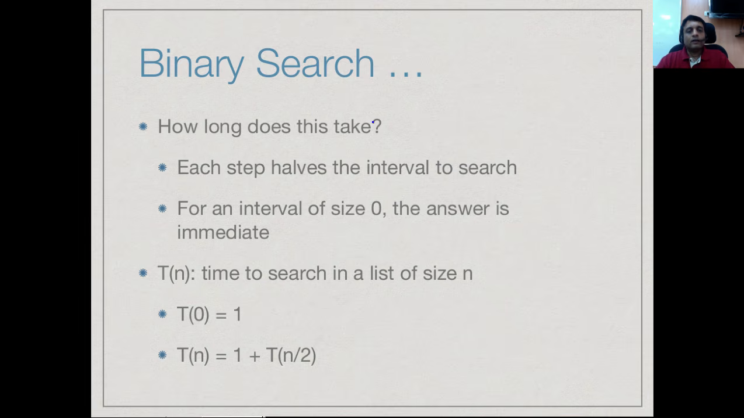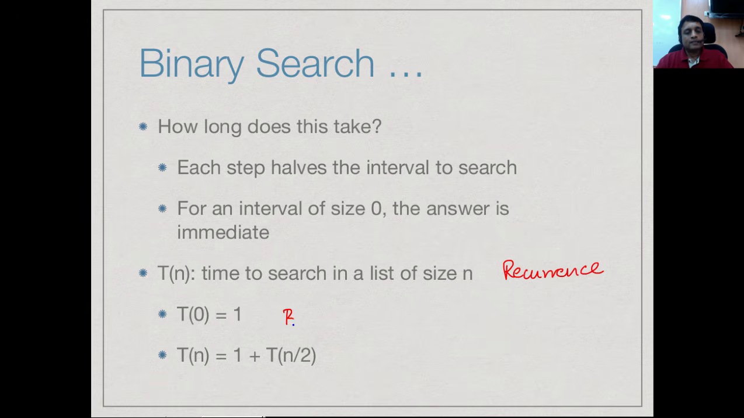So the crucial advantage of binary search is that each step we halve the interval to search, and at some point we will reach 1, and then when we halve 1, we'll get an interval of size 0, and so we will get an immediate answer. Right? So we can write, as we saw for such recursive functions, what is called a recurrence. A recurrence is just an expression for the time in terms of smaller values of the same expression.